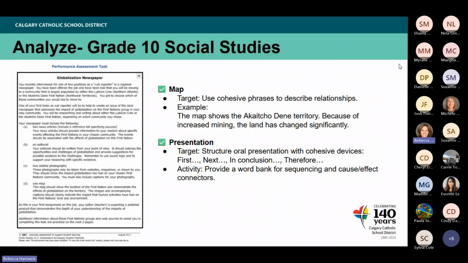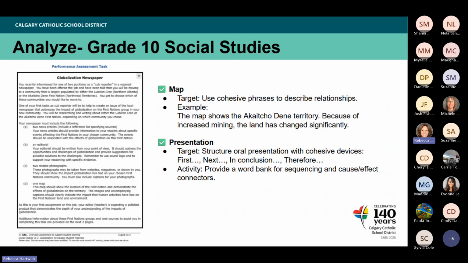Okay, and next, a portion of this task was related to a map. So use cohesive phrases to describe relationships. So the map shows the Akaitcho Dene territory. Because of increased mining, the land has changed significantly.